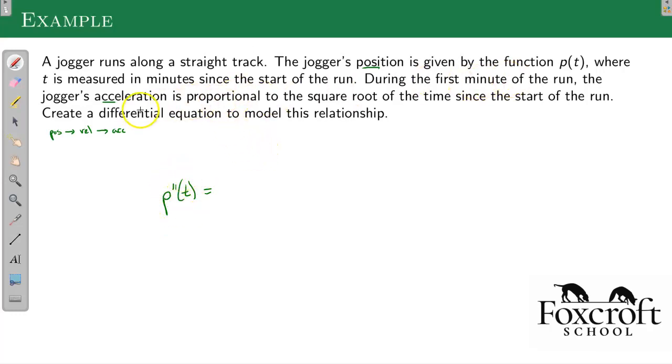And that is proportional, which again means we have this constant k. We're not sure what the k value is, but there's some constant that relates these two things to the square root of the time since the start, and time is t. So this is our differential equation: the second derivative is k times the square root of t.